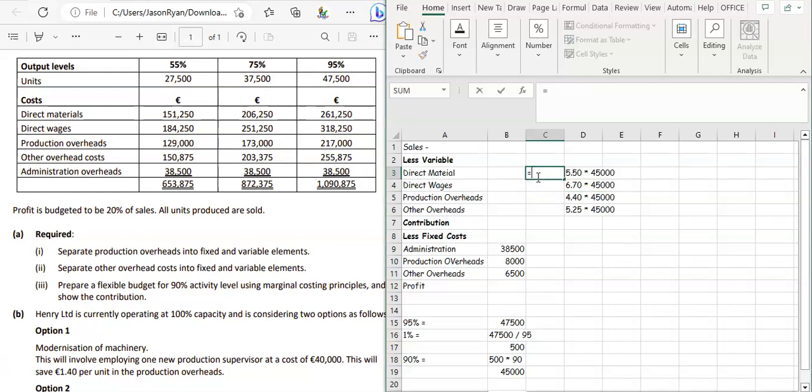So materials cost €5.50, multiply that by 45,000. We got €6.75, multiply that by 45,000. Got €4.40, multiply that by 45,000. And we got €5.25, multiply that by 45,000.